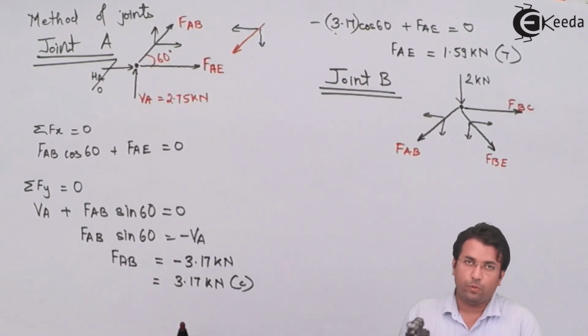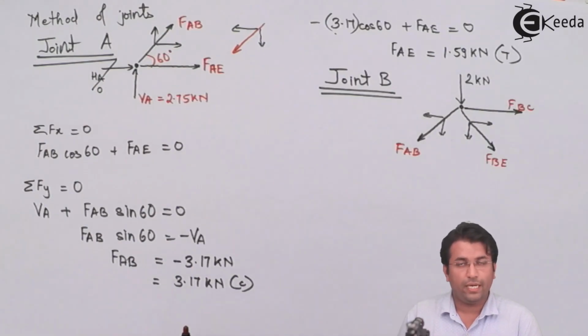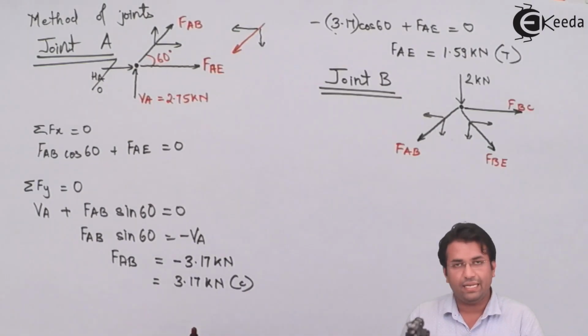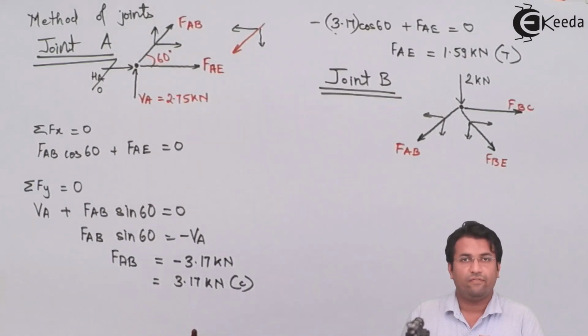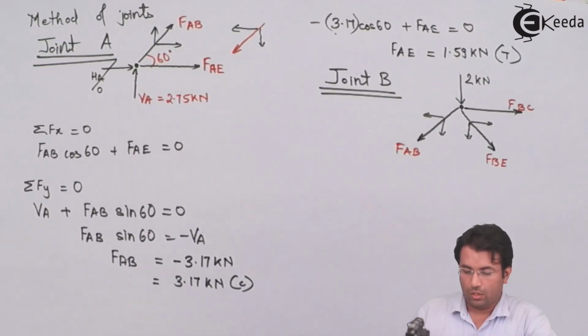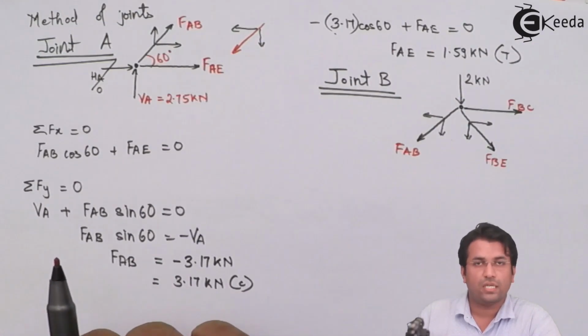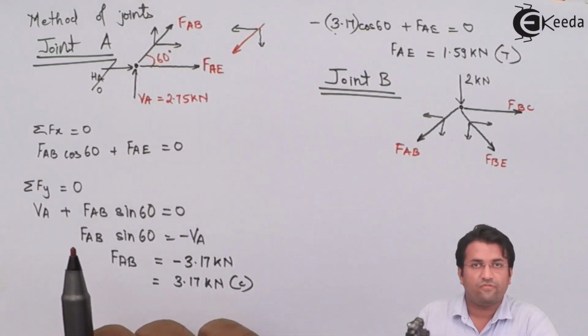In that case, I will put a negative sign. If I am drawing it as a compressive force, that is the force moving in towards the joint, then I will say that the force has to be resolved accordingly, so the force will be positive. Now, in this case, I will take it negative because I'm assuming all the forces acting are outwards from the joint.